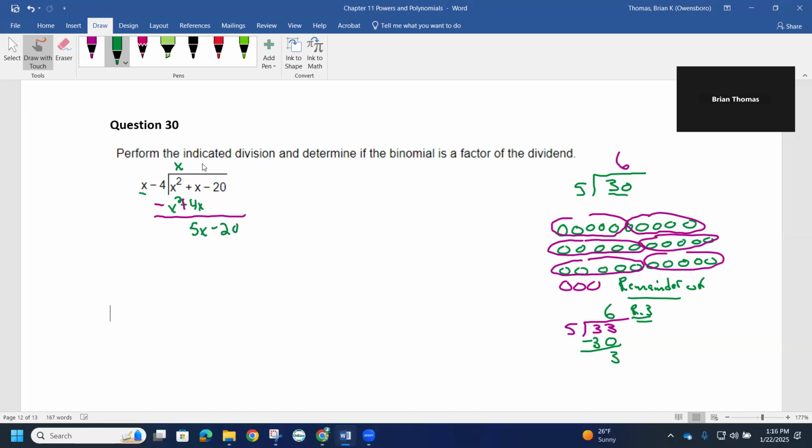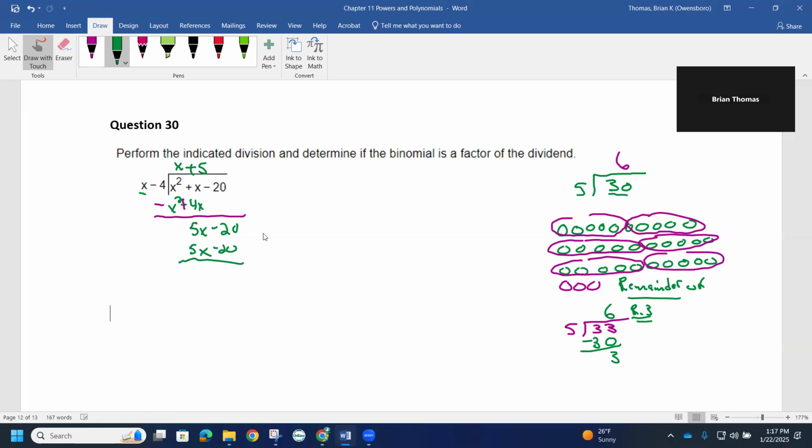And we start this whole process over again. Notice how I want to start up here. I'm going to ask myself, what times x is 5x? Well, I would need a plus 5 there. Once we put that up there, I can multiply this 5 through this binomial. 5 times x is going to be 5x. 5 times negative 4 is going to be a minus 20.